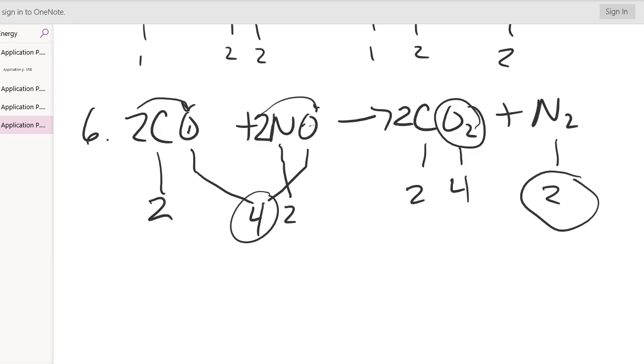So I hope you guys have all tried to do these on your own. If you haven't, look at these, and the goal is to balance the equations so that we have the same number of elements on the left and the right-hand side. Thanks.